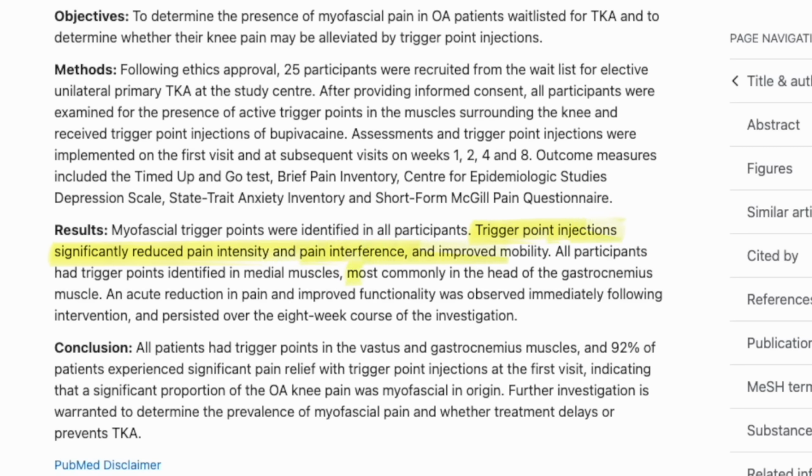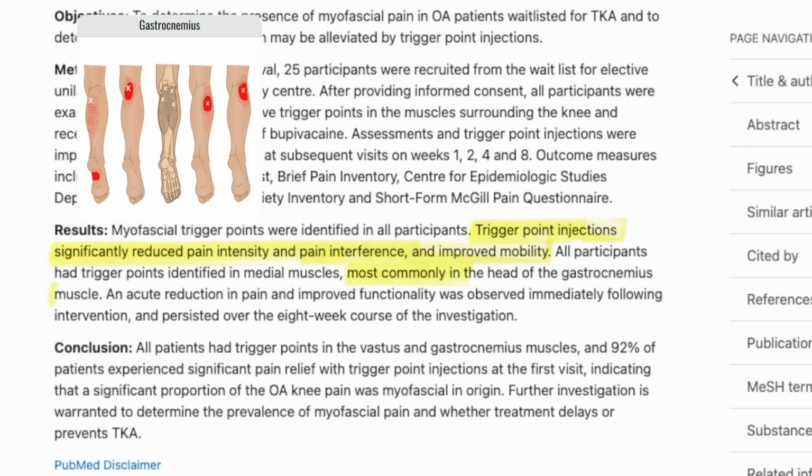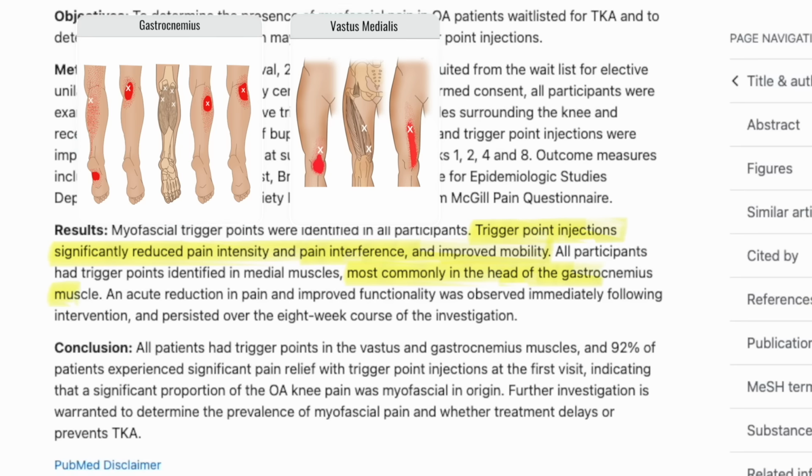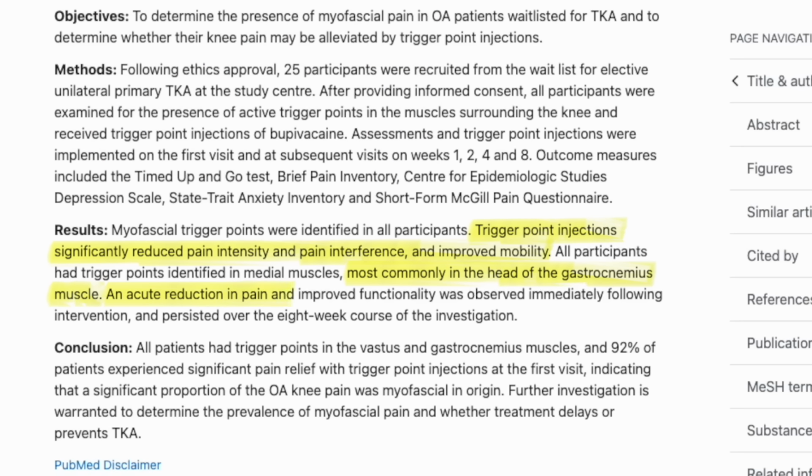The most commonly affected muscles were the medial head of the gastrocnemius, followed by the vastus medialis oblique. They report that there was an acute reduction in pain and notable improvement in function immediately following the intervention, and that the results persisted over an 8-week course of investigation.